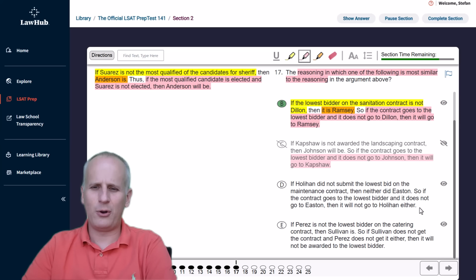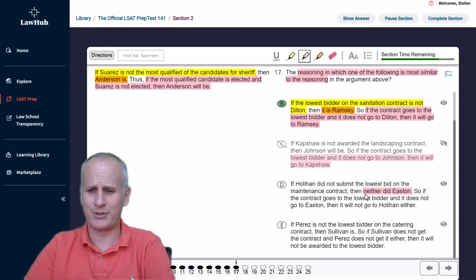Then choice D: if Holohan did not submit the lowest bid on the maintenance contract, then neither did Easton. Well, again, we're not saying both of them aren't qualified. If it's not one, it's the other. So this "neither" should allow us to eliminate choice D at this moment, but just to review the rest of it: if the contract goes to the lowest bidder and it does not go to Easton, then it will not go to Holohan either.